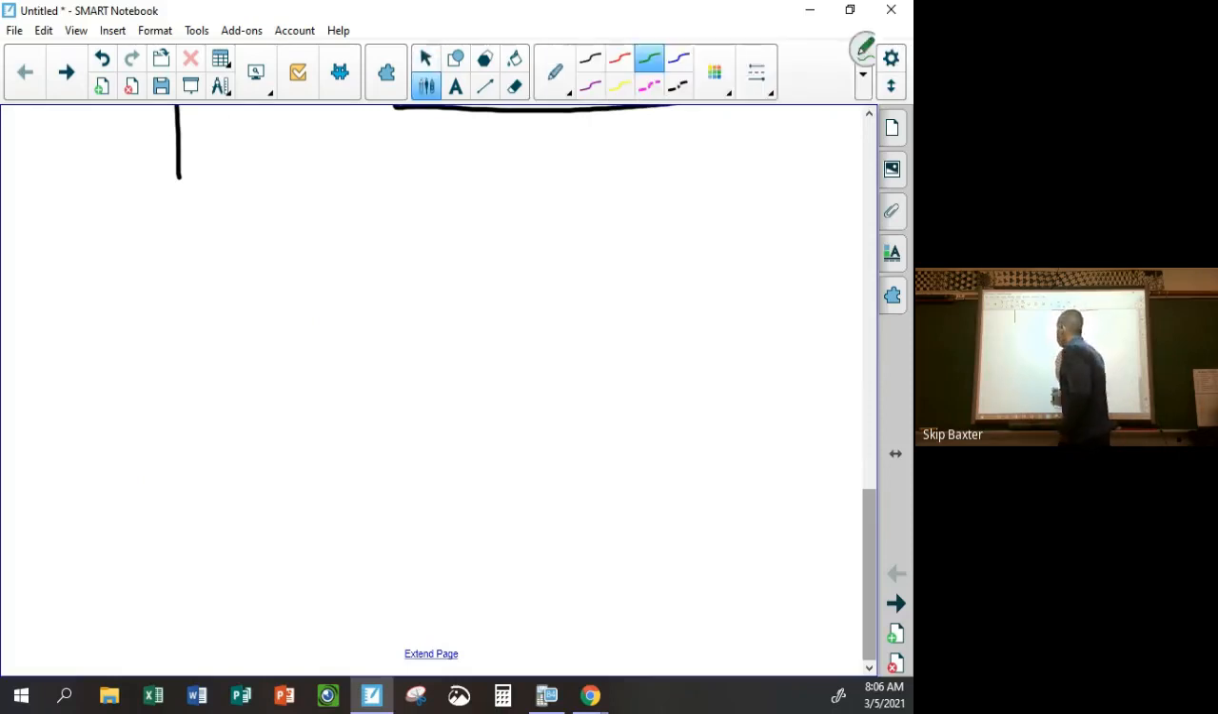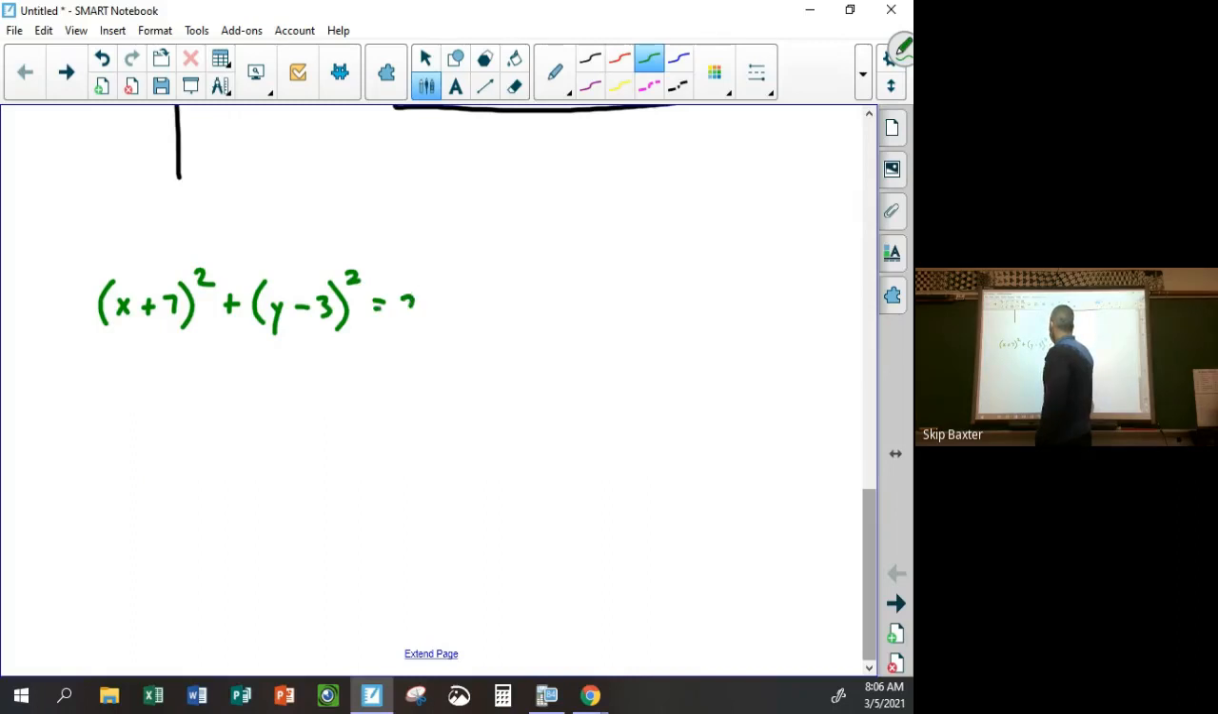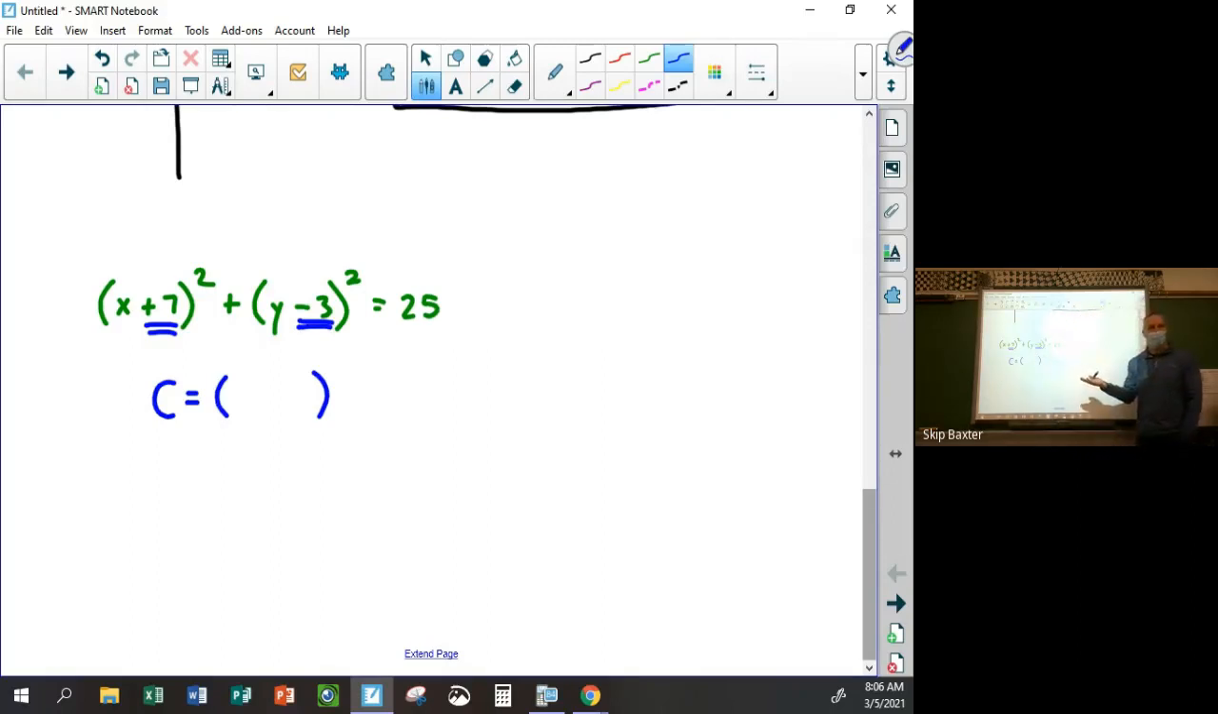So, for example, if they gave you something like x plus 7 squared plus y minus 3 squared equals 25, and they said, find the center and radius of this circle, you could just pick it right out of the equation. The center is going to be these numbers with a sign change, right? Because to go the other way, there has to be a sign change. So to go this way, you have to use the sign change as well. So it's going to be -7, +3.